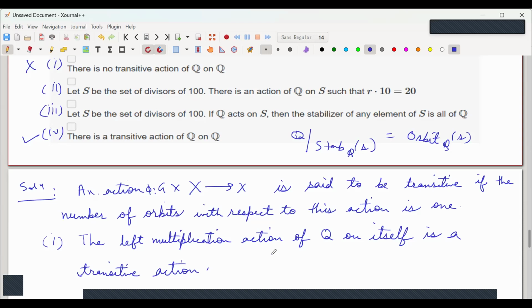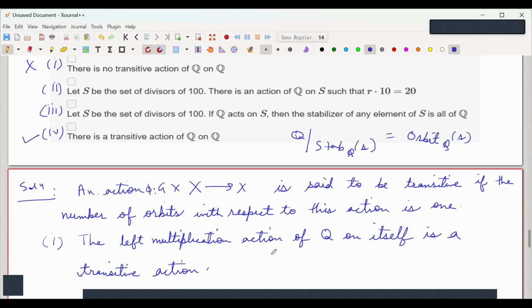We try to see that if you look at all possibilities of subgroups of Q, then in any case the quotient cannot be a finite set. Okay, so this might be a little bit involving. So I'm leaving this as of now.